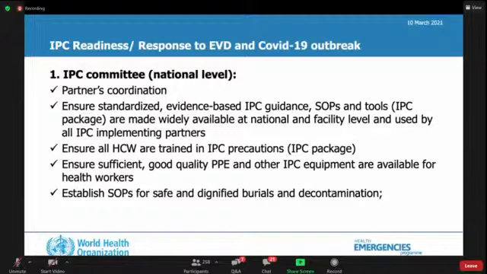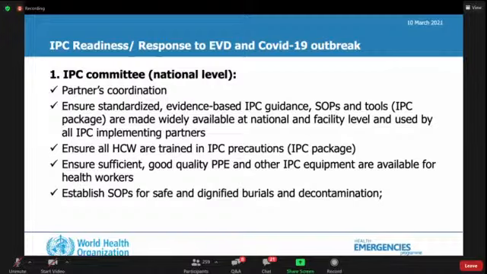We need to make sure that you have standardized evidence-based IPC guidance, SOPs and tools, for example, tools for rapid assessment of healthcare facilities. WHO has the IPCAF tool, the Rapid Assessment IPC Scorecard, in collaboration with Resolve, ICANN, and Africa CDC. There is another checklist that we've developed that can quickly assess some key IPC measures in healthcare facilities. So at the national level, we need to make sure that we have all these elements. The IPC committee at the national level needs to ensure that all healthcare workers are trained in basic IPC, standard and additional precautions.